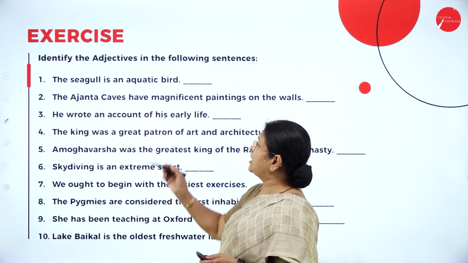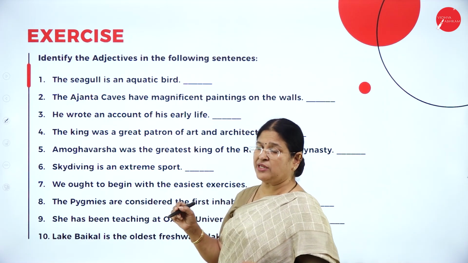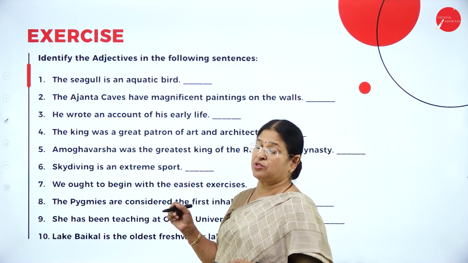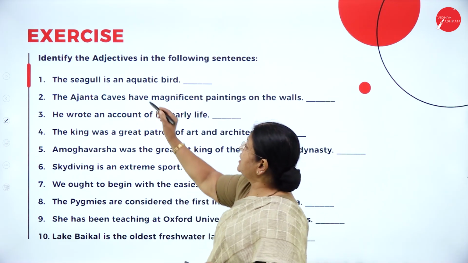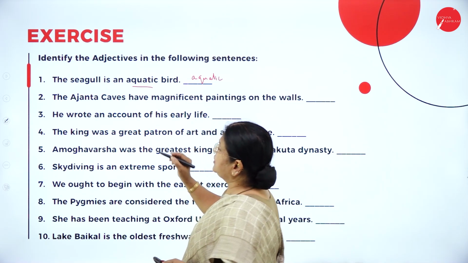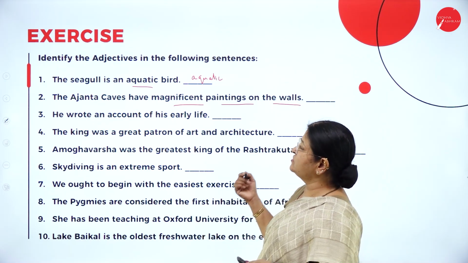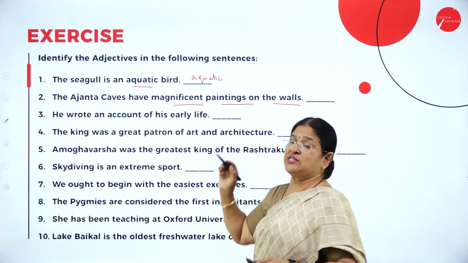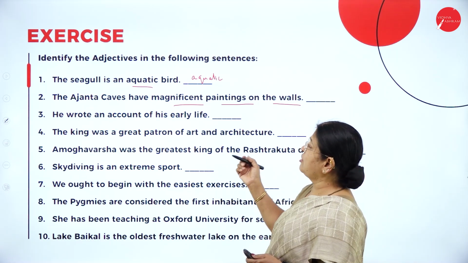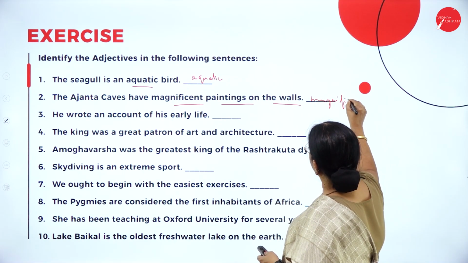The seagull is an aquatic bird. In this particular sentence, you need to identify the adjective. So what kind of a bird was it? It is an aquatic bird. So here the adjective is aquatic. The Ajanta caves have magnificent paintings on the walls. What kind of paintings do the Ajanta caves have? Magnificent, as I said, that which describes a noun or a pronoun. So the answer is magnificent.